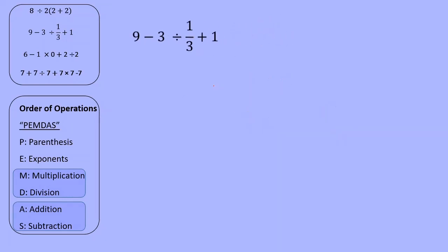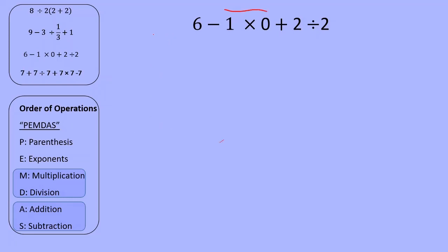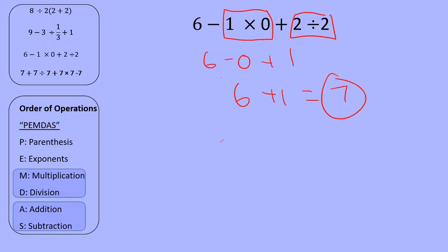All right. The next two on our list are fairly straightforward compared to the ones that we just did. They just involve doing multiplication and division first. So on this one, we're going to do the multiplication and division first. 6 minus 0 plus 1. And then we just go left to right on the addition and subtraction. 6 minus 0 is 6, plus 1, and we get an answer of 7.